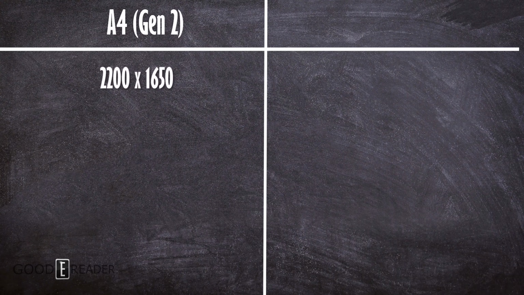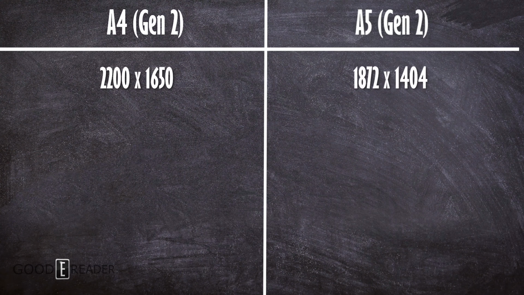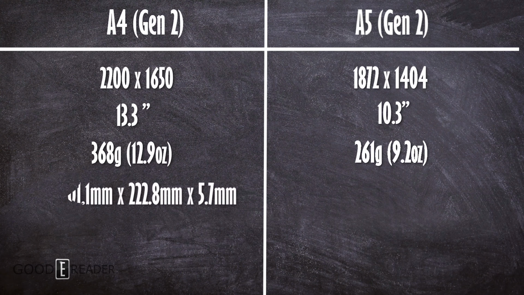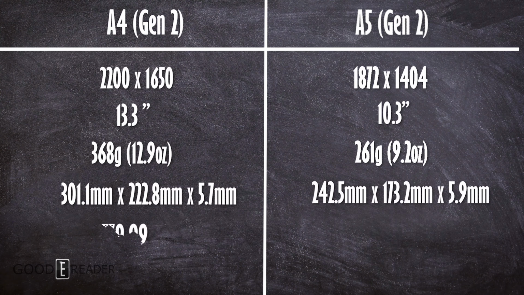Now we'll do a quick chalkboard for you here, but there are very few differences between them because, well, they're the same line. The A4 has 2200 by 1650 resolution, and the A5 has 1872 by 1404. The A4 obviously is 13.3 inches versus 10.3 inches. It is also heavier, of course. It's 368 grams versus 261. The dimensions are obviously different as well, so is the price point.